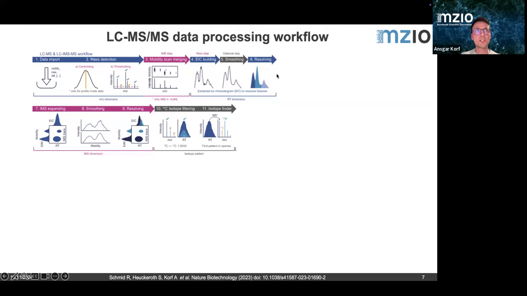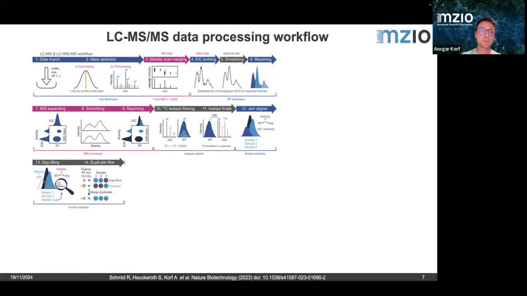With this feature list, we can now do many things, and it's a good idea to add some more information early and also to reduce the feature list early. So for example, we can filter for isotopes, and we can also enhance the isotope pattern by searching for it. But the ultimate goal is to align different feature lists across samples.